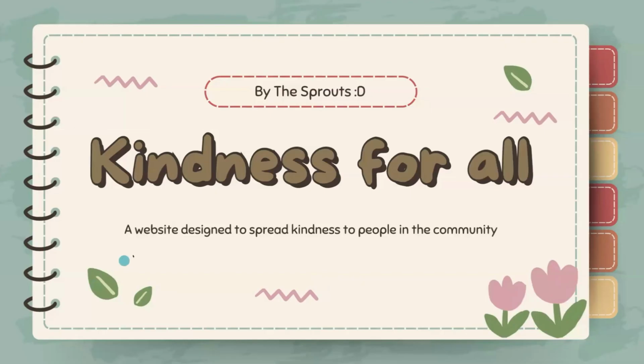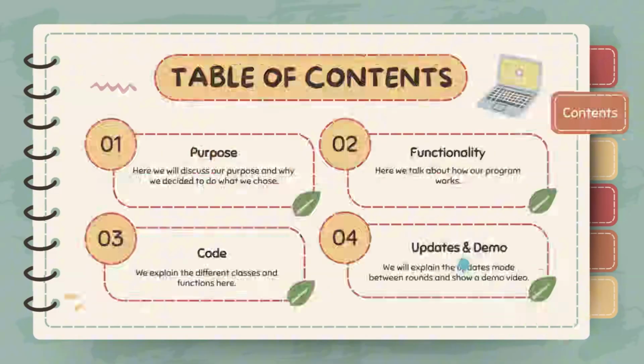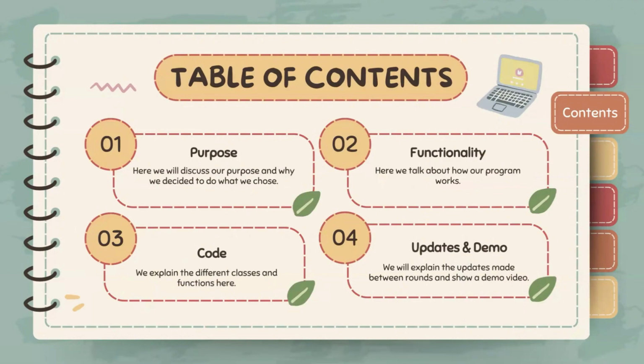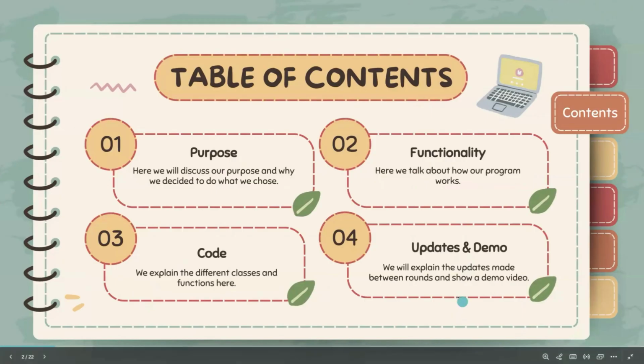Hello, this is Kindness for All. This is a website designed to spread kindness to people in the community. Table of contents. 1. Purpose. Here we'll discuss our purpose and why we decided to do what we chose. 2. Functionality. Here we'll talk about how our program works. 3. Code. We explain the different classes and functions here. 4. Updates and demo. We will explain the updates made between rounds and show a demo video.